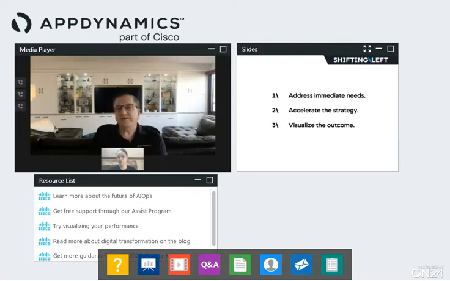So the final piece on the visualize is to make sure that you look at the product in the right way. Now, normally, if you don't have a product in place today, and you're thinking, hang on, I've got a lot of things on my plate, but yes, I need that thing as well.